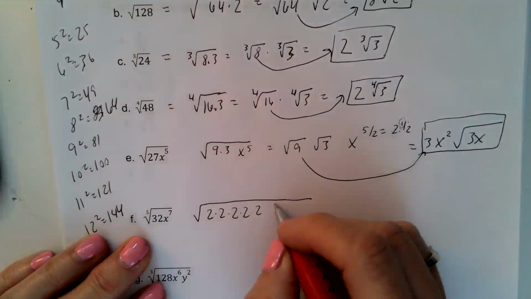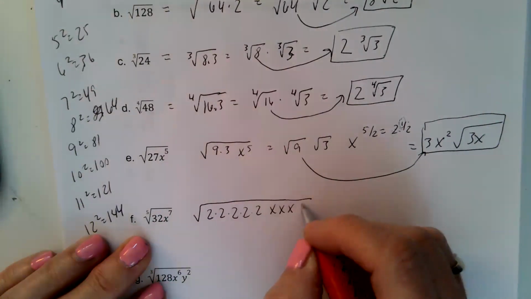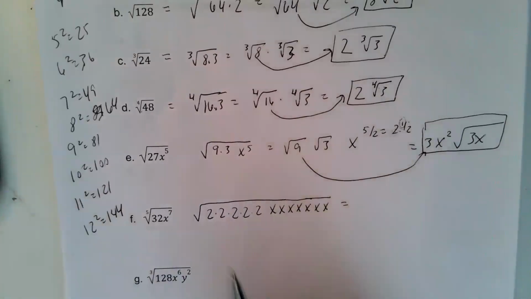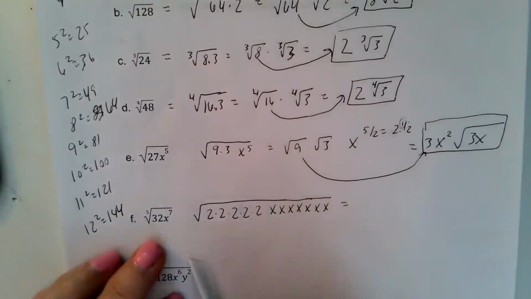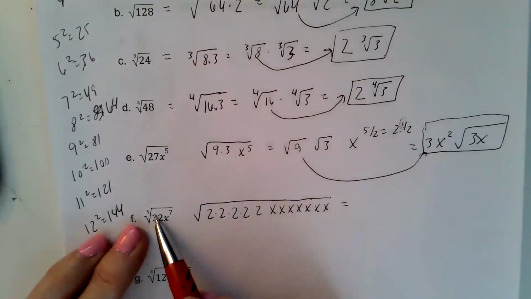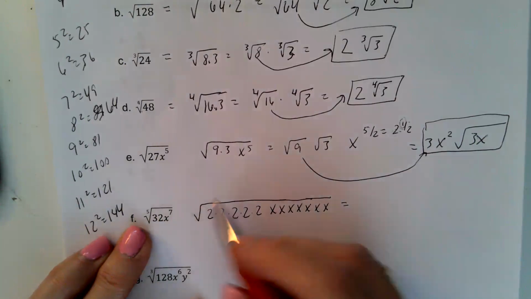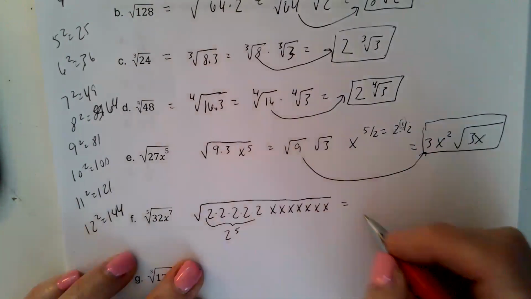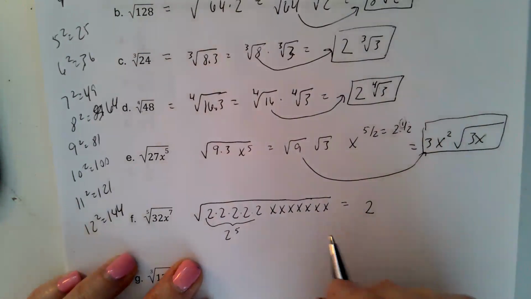And then I've got x times x. So I've got 7 of them. 1, 2, 3, 4, 5, 6, 7. That's a lot of 2's and a lot of x's. So for me to simplify this, I need to have a group of 5, and I do. I have a group of 5 2's. That's 2 to the 5th. So that means a 2 comes out in front of my radical.